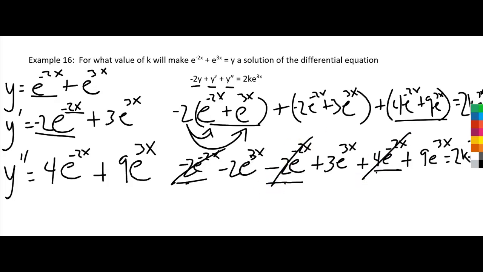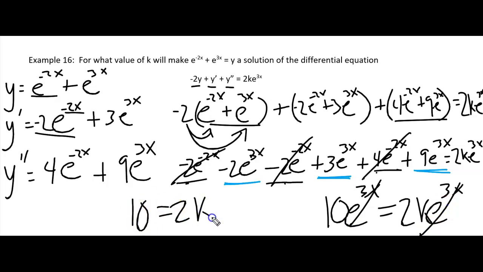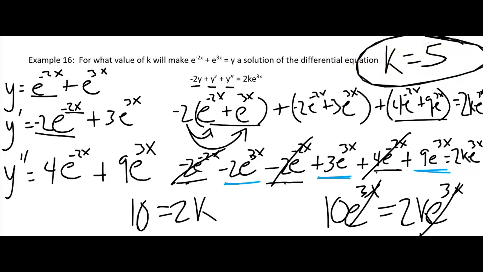The next thing we're going to do is combine all the terms that have e to the 3x in them. So this one has negative 2. If you add that to 3, you end up with 1. And if you add that to 9, you get 10. So we have 10e to the 3x equals 2k e to the 3x. And in this case, we're just going to divide both sides by e to the 3x. And so we're left with this very simple equation, 10 equals 2k. If you divide both sides by 2, you end up with k equals 5. There you have it.